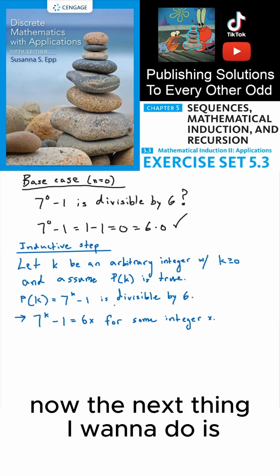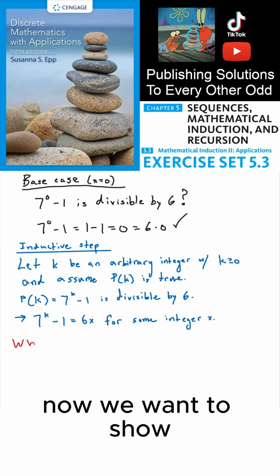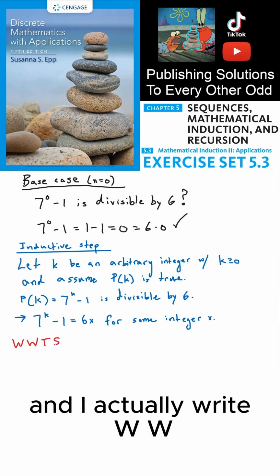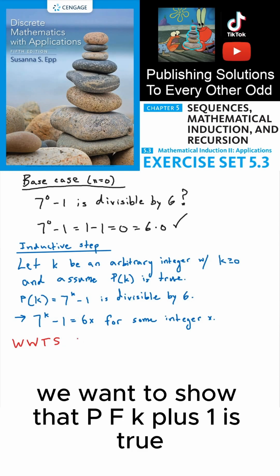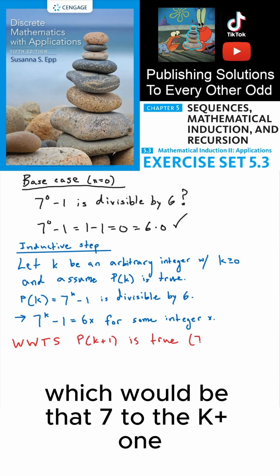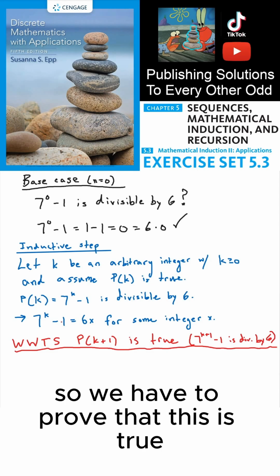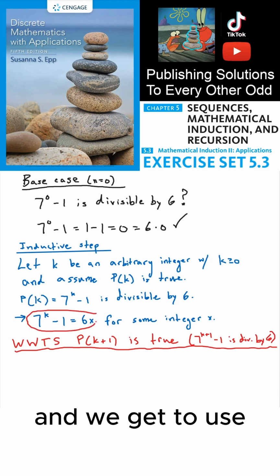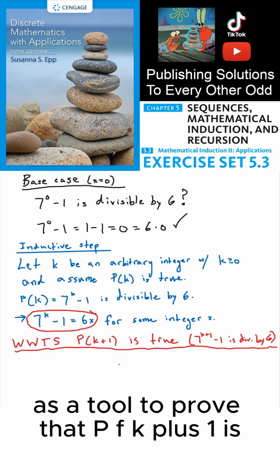Now the next thing I want to do is lay out what it is we want to show. I actually write WWTS to mean we want to show. We want to show that P of k plus 1 is true, which would be that 7 to the k plus 1 minus 1 is divisible by 6. So we have to prove that this is true, and we get to use this fact right here as a tool to prove that P of k plus 1 is true.